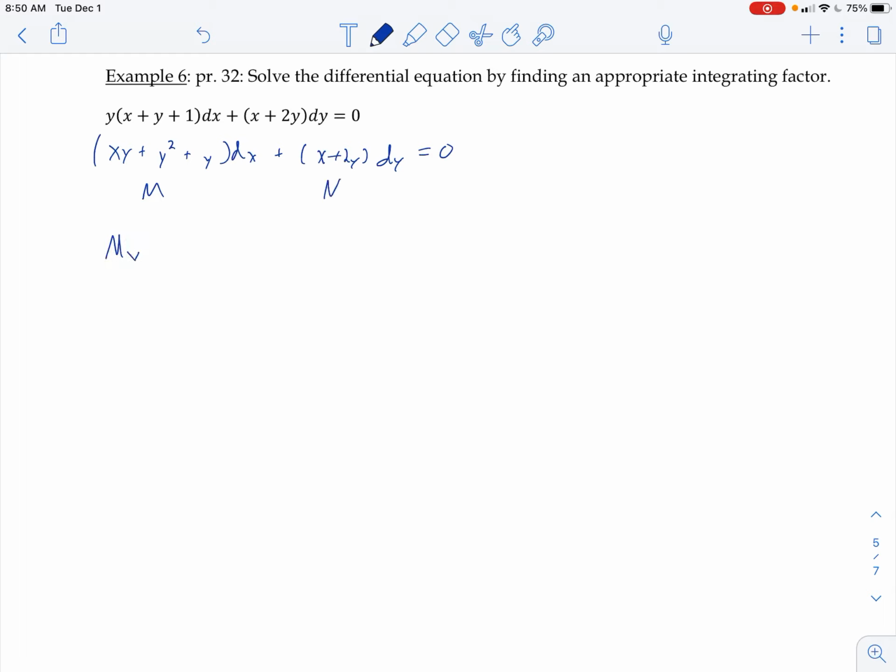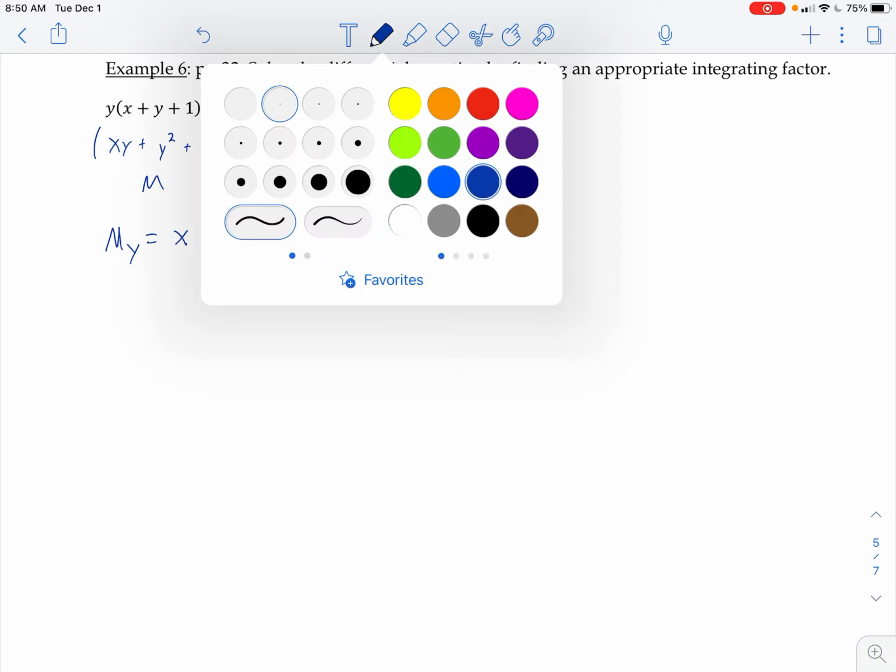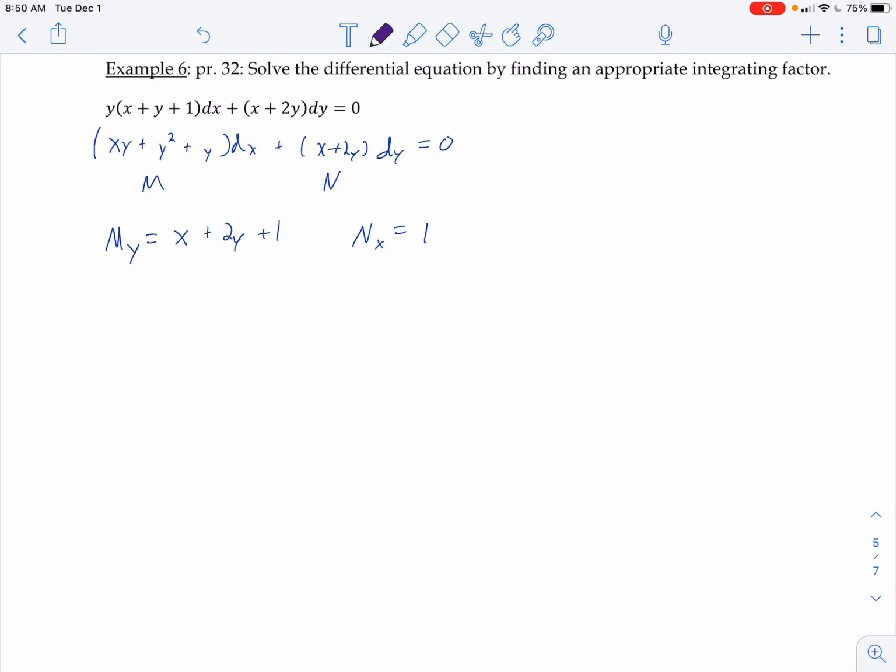Let's go ahead and take M sub y. When we do that, the partial derivative of M with respect to y is just going to be x + 2y + 1, and then the partial derivative of N with respect to x is just going to be 1. So obviously those two don't equal each other. Now let's see if we can find an integrating factor.